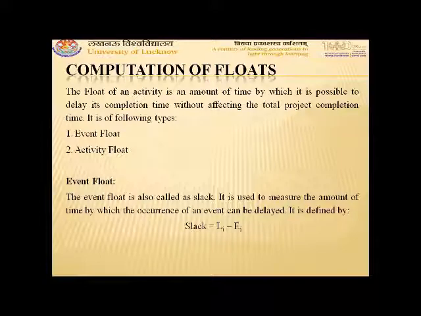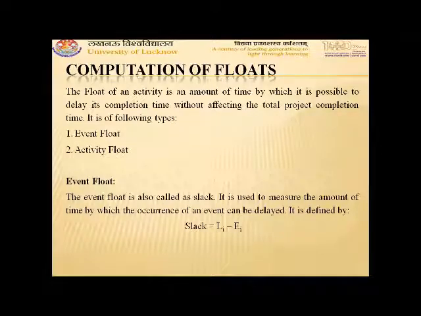Now before going to an example, first some formulas which are called floats. Float of an activity is an amount of time by which it is possible to delay its completion time without affecting the total project duration or total project completion time. Floats are of two types, which are called event float and activity float.